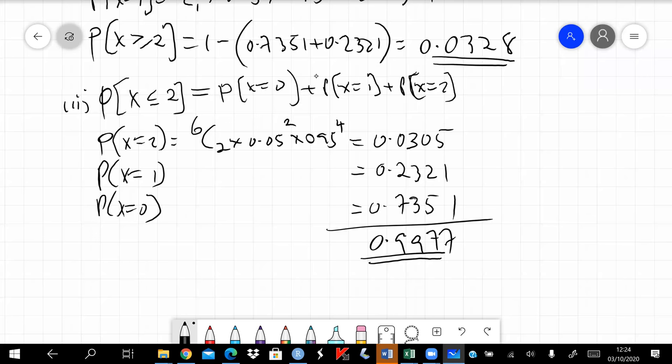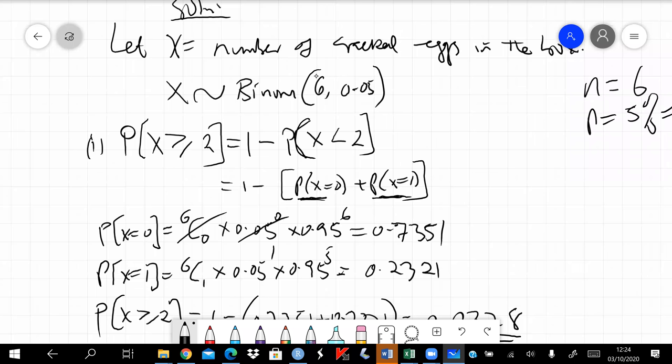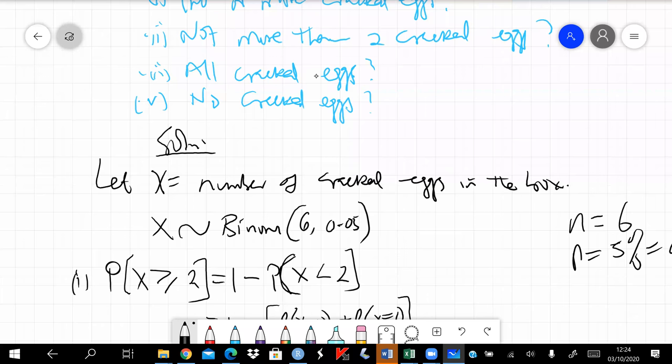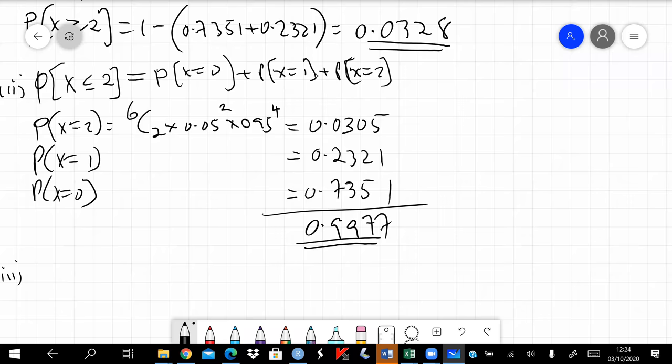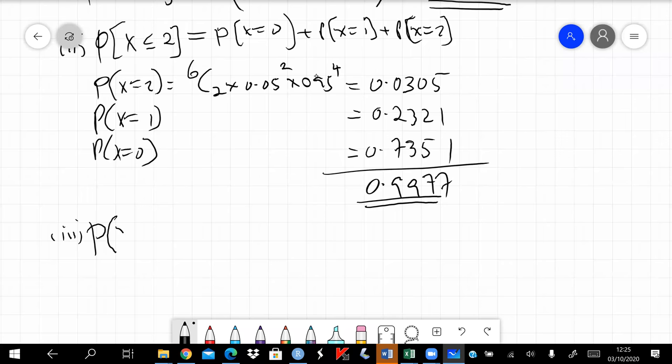Then we can try Roman 3. Roman 3 says all cracked. So we're talking about the probability that the number of cracked eggs will be equal to 6. That is 6 choose 6, times 0.05, times 0.9640.